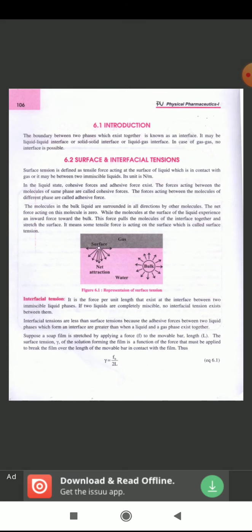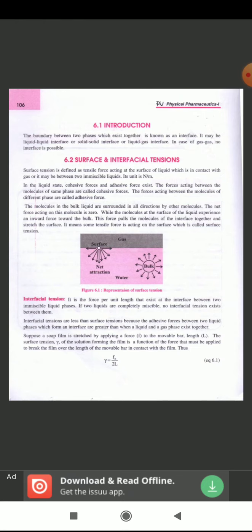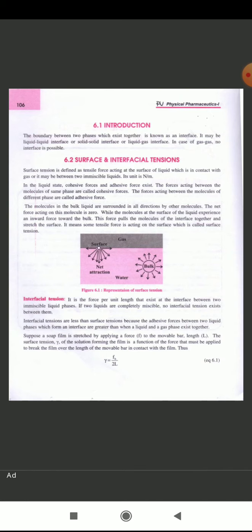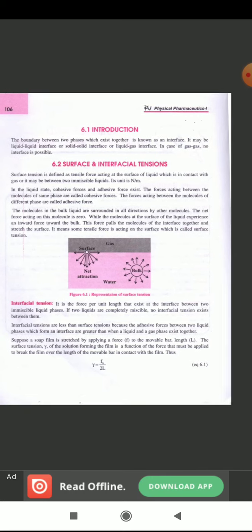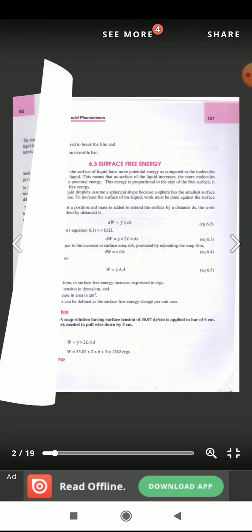See the diagram, it is a representation of surface tension. The surface has a net attraction towards the bulk of the water medium with the help of cohesive forces. Same phase we call cohesive forces, and different phases we call adhesive forces. This is a representation of your surface phenomena and surface tension. Next we have interfacial tension.